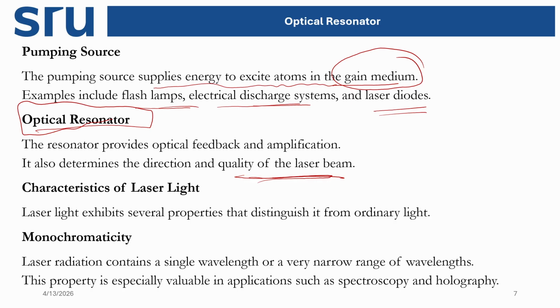And what are the characteristics of the laser light, as we discussed earlier as well? The first thing is that we get light which is monochromatic, meaning only a single wavelength of light will be there in the laser. That is called monochromaticity. Only one wavelength of light will be observed. This is used for spectroscopy or holography applications.